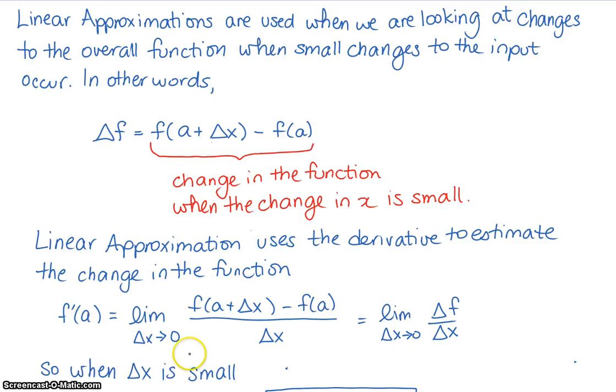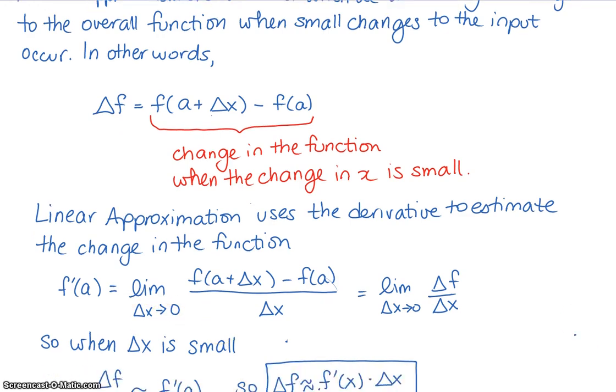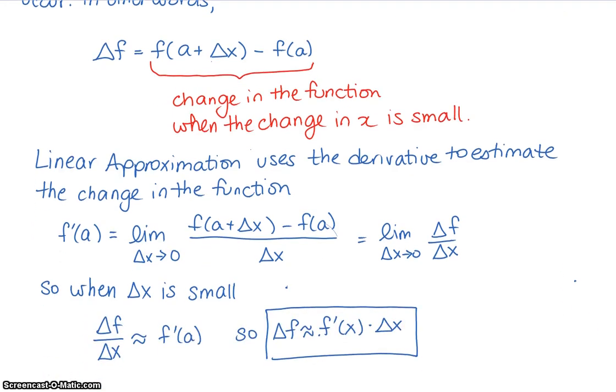So the derivative is defined to be this, and if the change is so small, we can actually approximate it by saying that the change in the function f divided by the change in the x value is approximately equal to the derivative at that point a. So if we isolate for the change in f, we multiply both sides by the change in x.